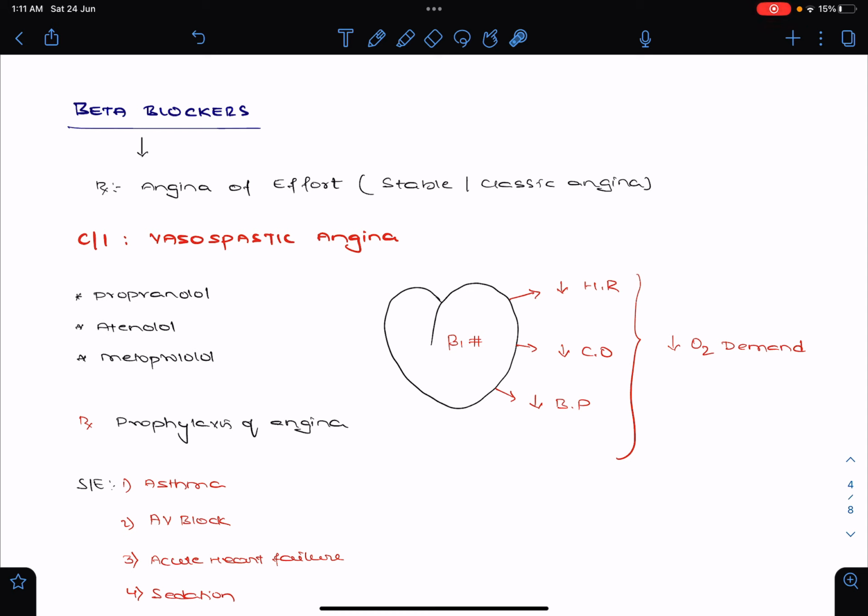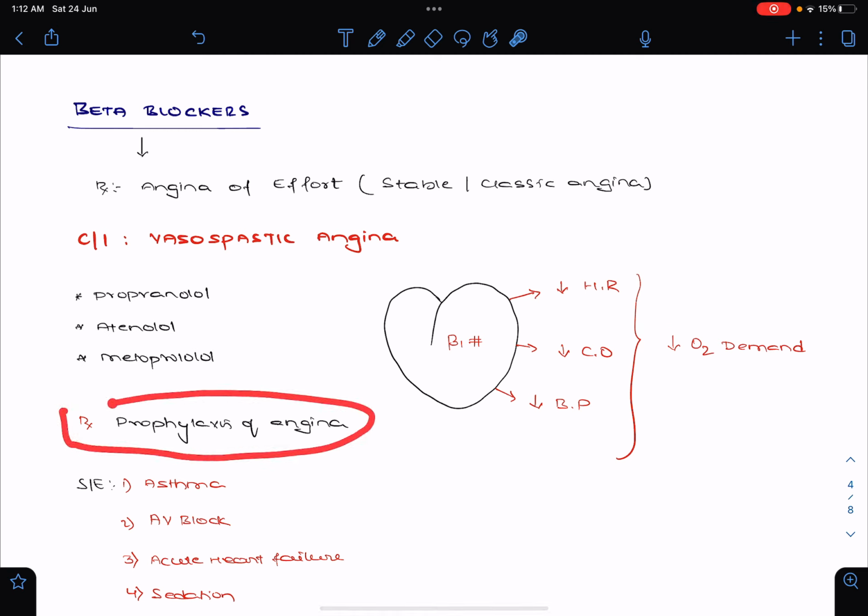So what are the beta blocker drugs that can be used to treat angina? So we have propranolol, atenolol, and metoprolol. Propranolol is a non-selective beta blocker, whereas atenolol and metoprolol are the selective beta 1 blockers. So when they block beta 1 activity in the heart, it is going to decrease the heart rate, it is going to decrease the cardiac output by decreasing the cardiac contraction, and on the other hand it is going to decrease the blood pressure. So altogether it is going to decrease the oxygen demand by the myocardium. So basically it is used for prophylaxis of angina.